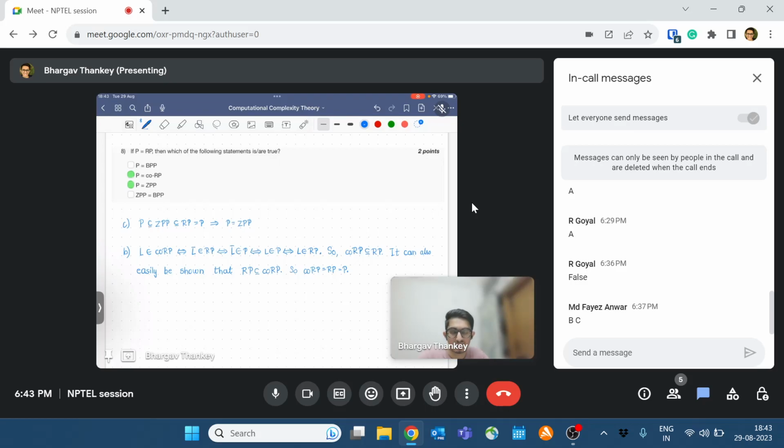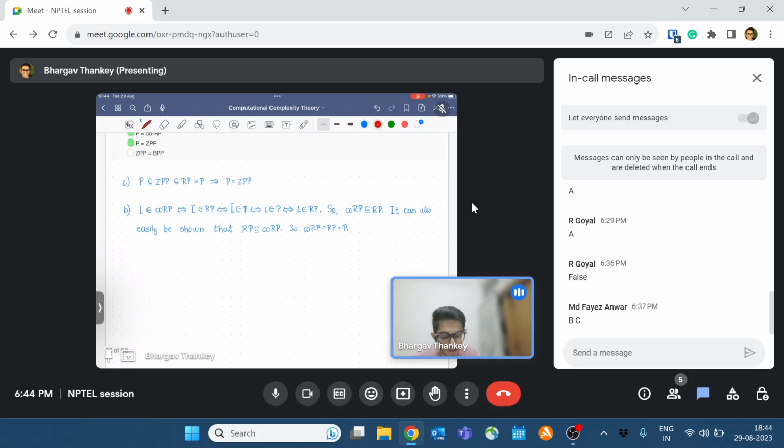And then BPP is the intersection of this. Oh no, that is ZPP. ZPP is the intersection of co-RP and RP. So ZPP is also contained inside NP. Now I understood. Just one thing to mention: RP is contained in NP, co-RP is contained in co-NP. BPP is not the intersection of RP and co-RP. BPP contains both.